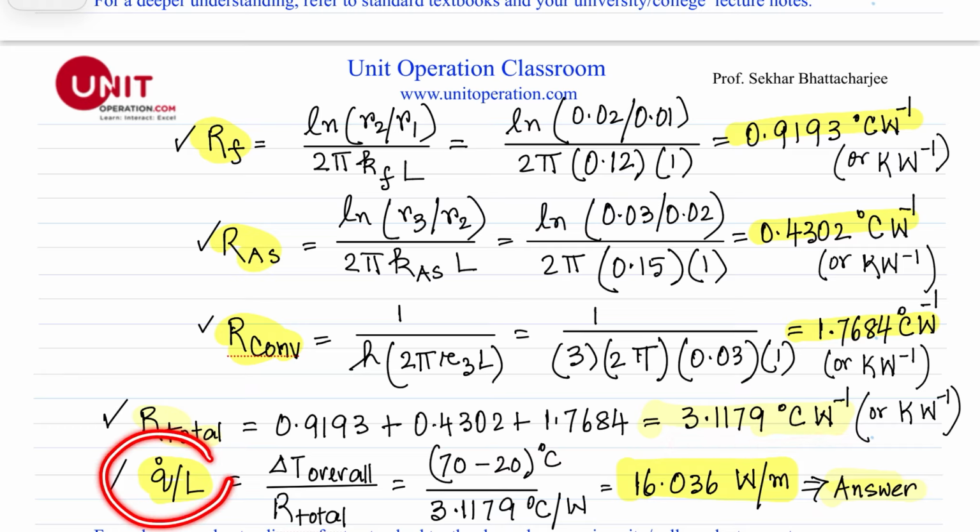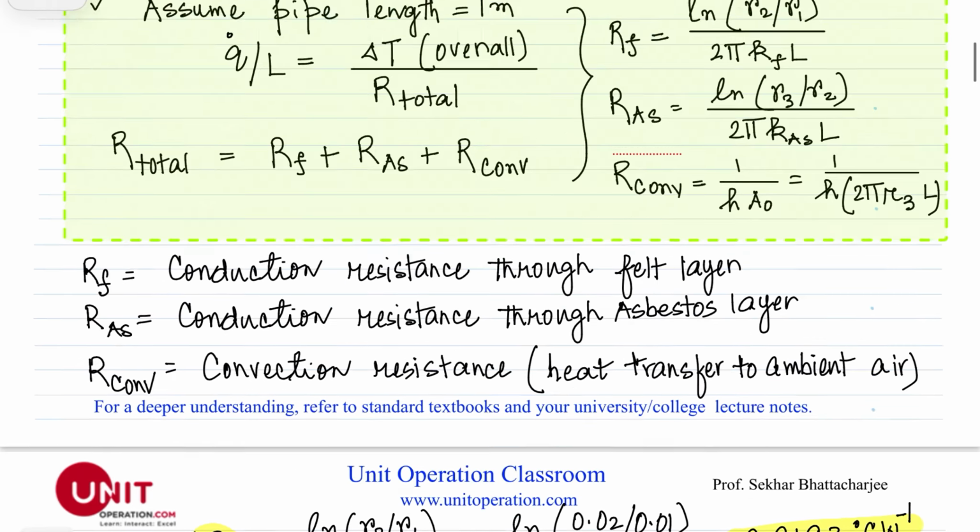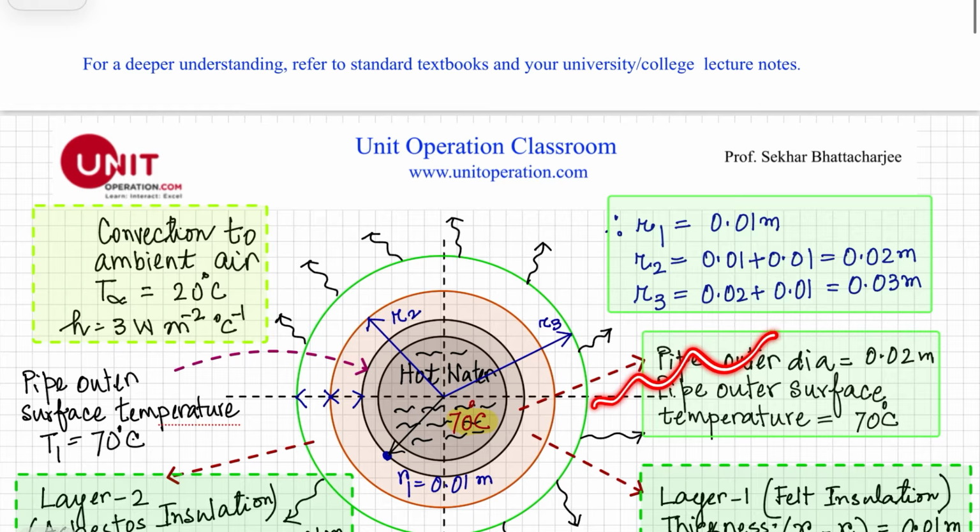So heat transfer is equal to delta T overall. What is overall? 70 minus 20, that is the pipe wall and this is the ambient air. So this is the heat answer. That means the heat loss per unit length is approximately 16 watts per meter of pipe. Heat is lost to the ambient air.